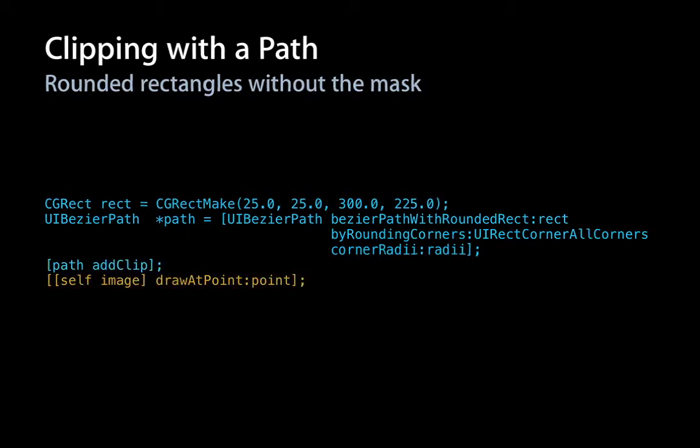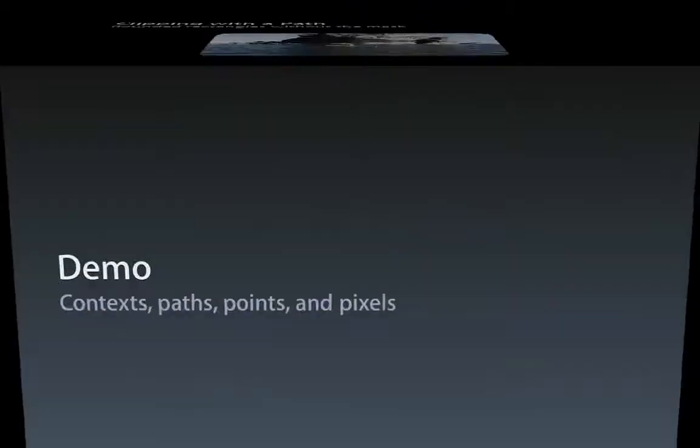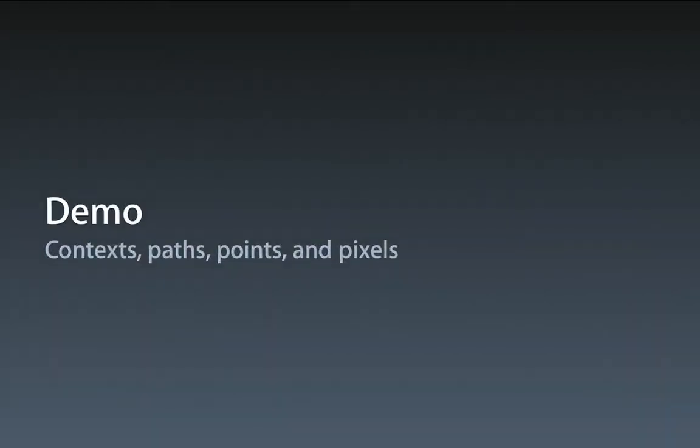So when we call image draw at point or draw in rect, it will clip that image inside our rounded rectangle, and we'll end up with this image. That's a much more efficient way to approach drawing images with rounded corners than it is to use layer's rounded corners, CALayer's rounded corners. So let's go to the demo.